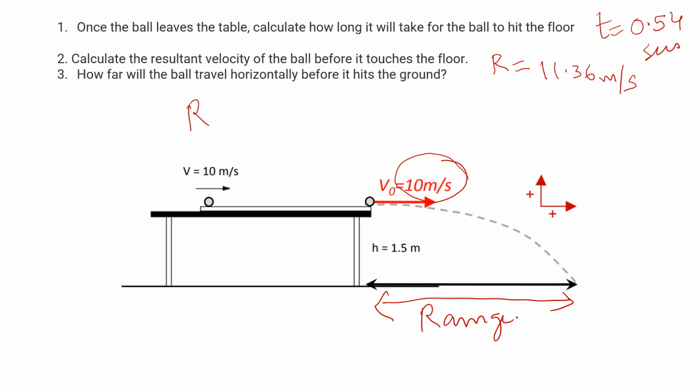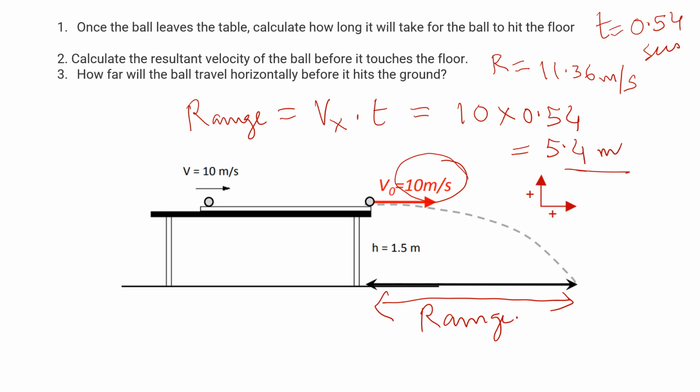So we will be writing the range of a projectile is the horizontal velocity, Vx, which is 10 meters per second, multiplied by the time taken to reach the ground. So it is 10 times 0.54, and that's going to be 5.4 meters. So 5.4 meters is the range of the projectile.